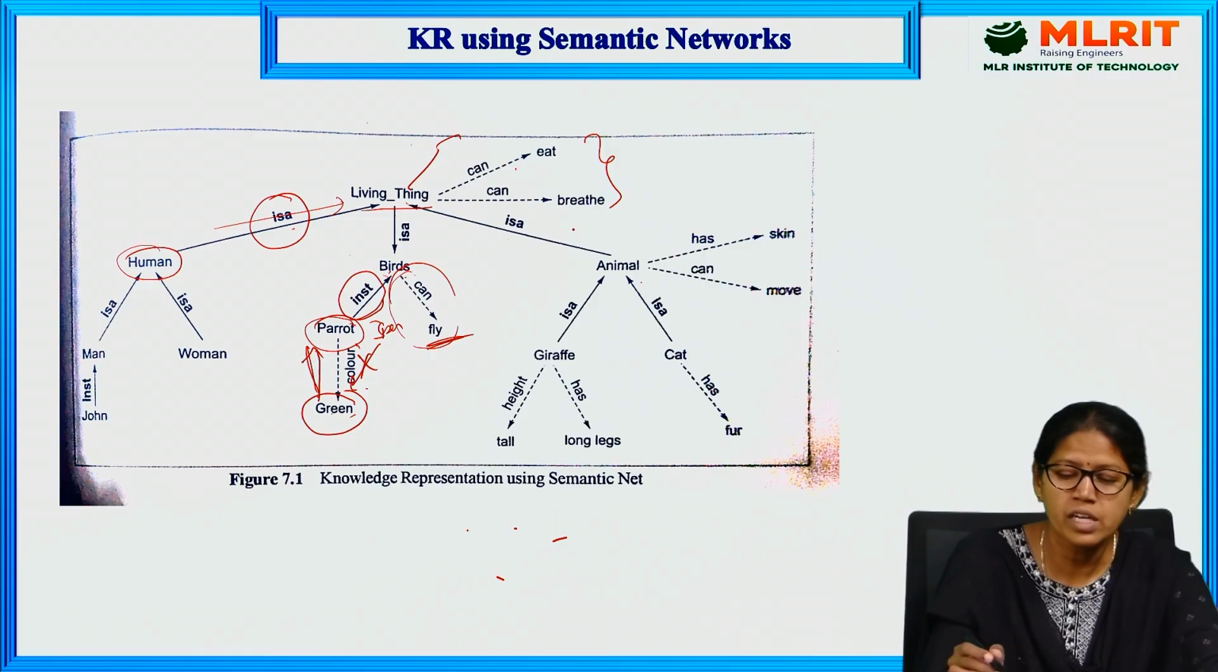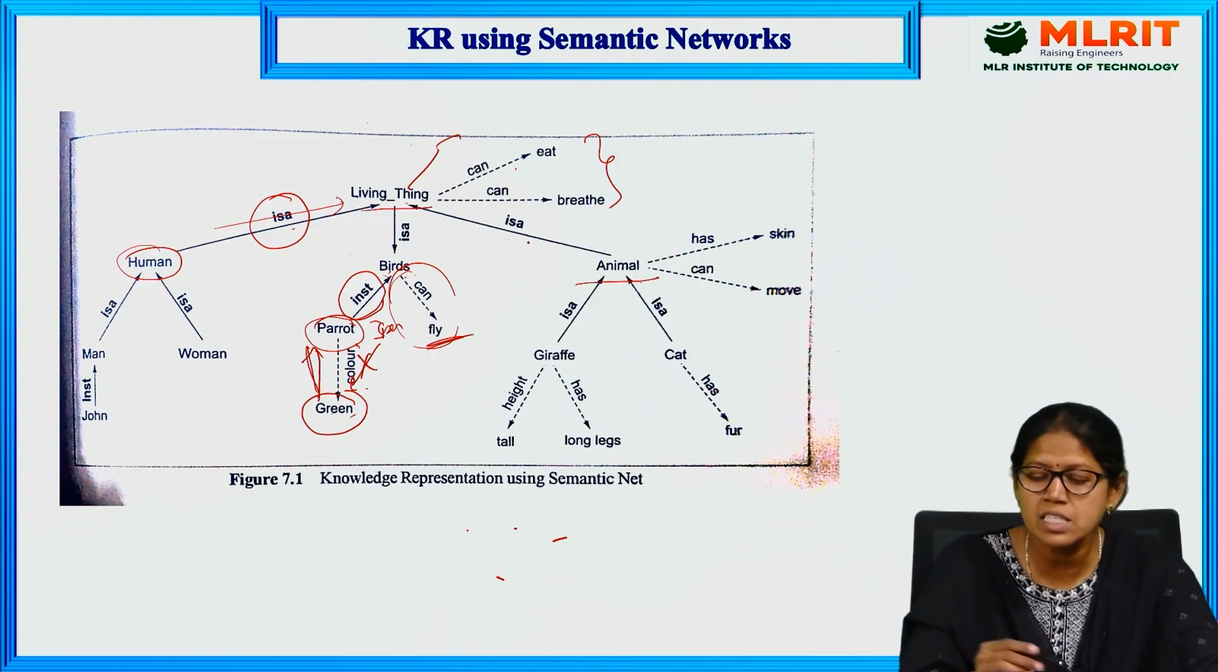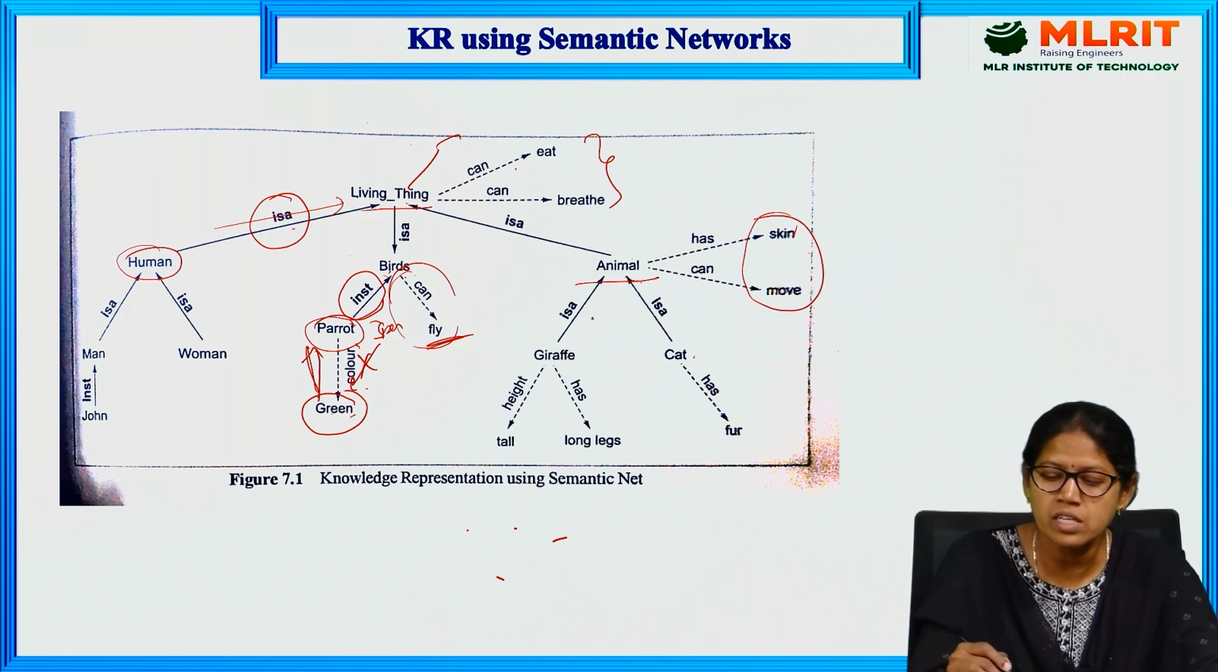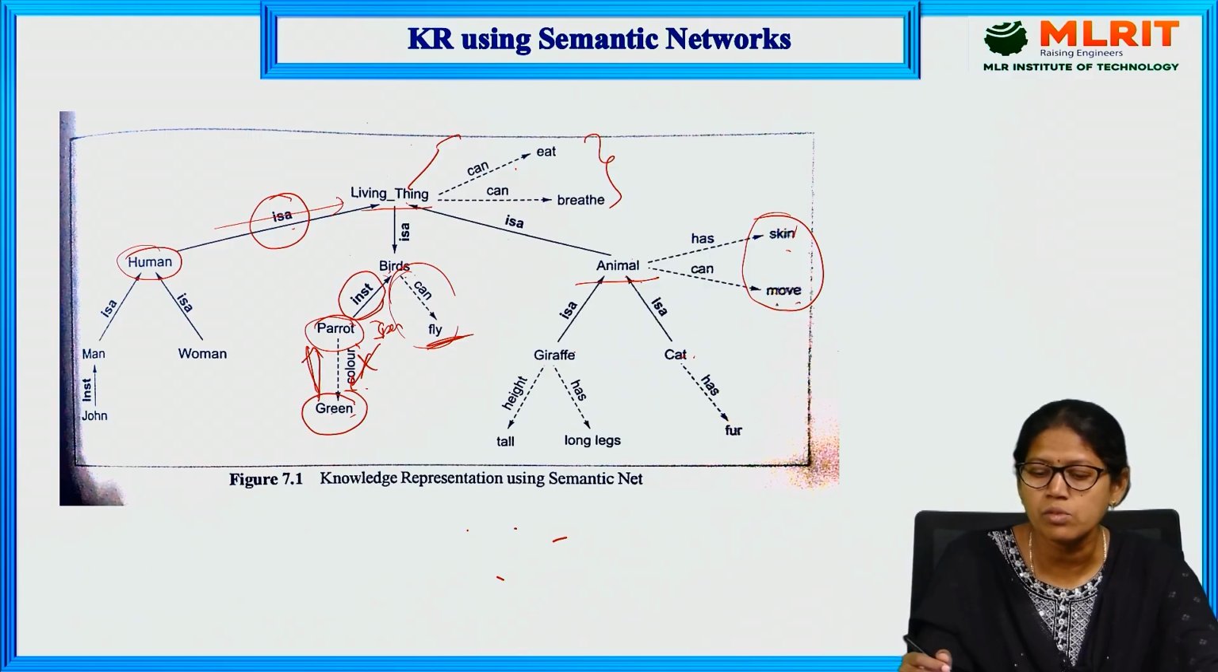Okay, if you take another example: animal is a living thing, giraffe is an animal, cat is an animal. These are the subclasses of animal. Animal has skin, and animal can move. These two are properties. So giraffe has skin, cat has skin, cat can move, giraffe can move. These two properties apply to all animals. That's why these two properties are written into animal.